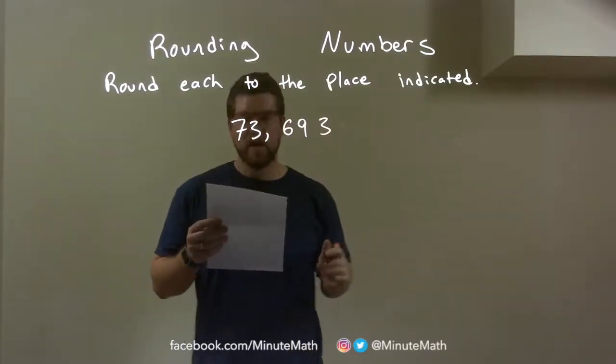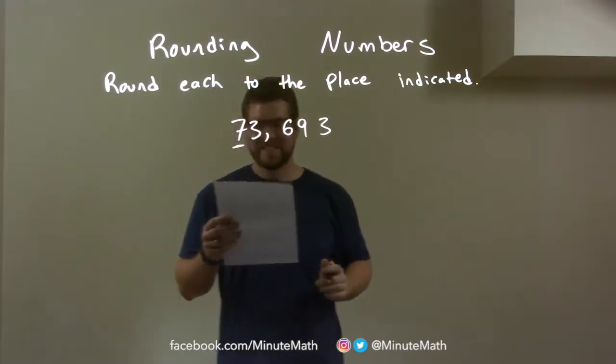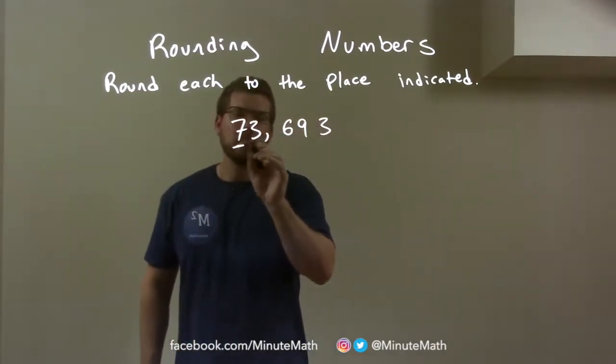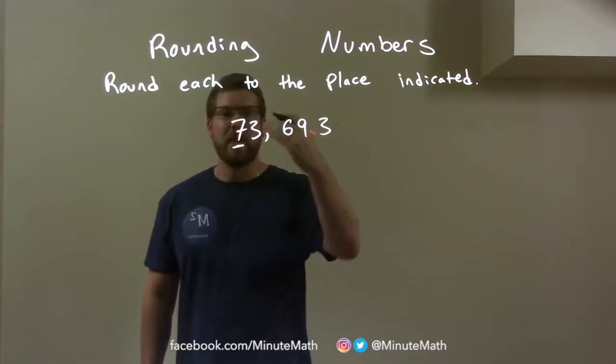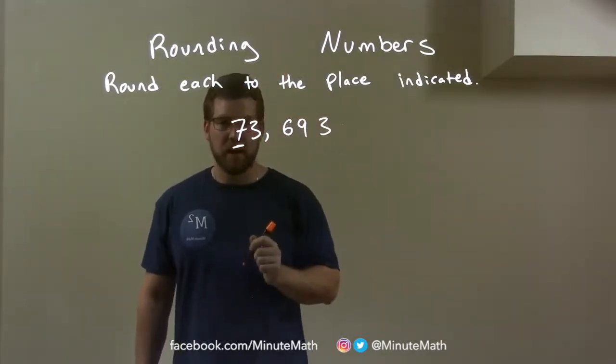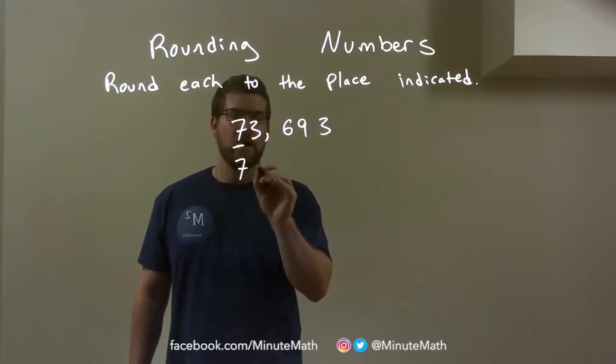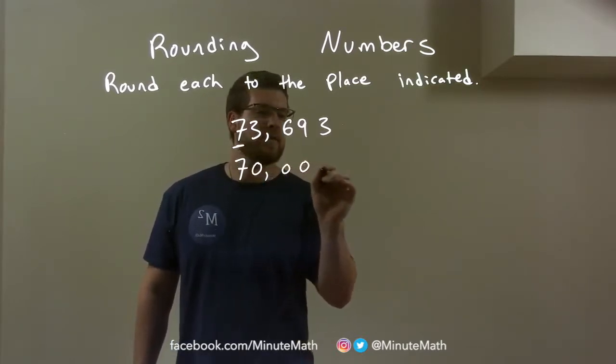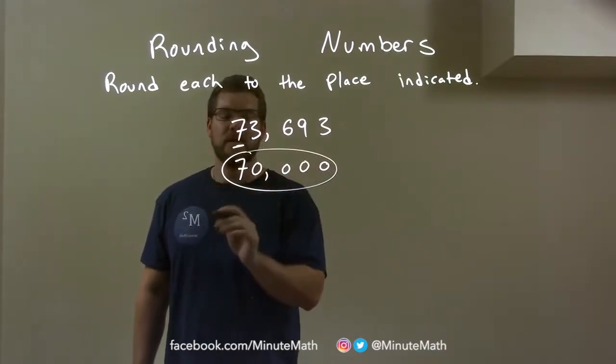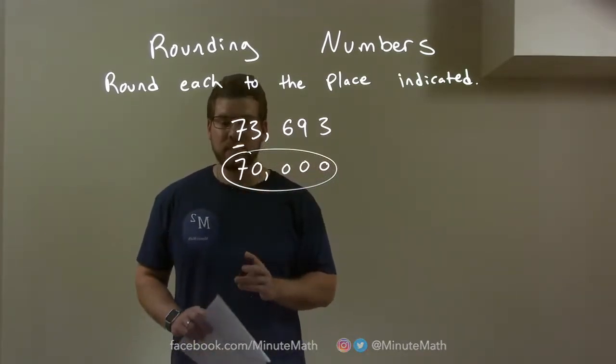73,693. Okay, and we're rounding on this 7. Well, I look to the right of that 7 and I see a 3. That causes us to round down. So the 7 stays the same, it doesn't get added another number. And the rest are just zeros across the board. And so our answer here is just 70,000.